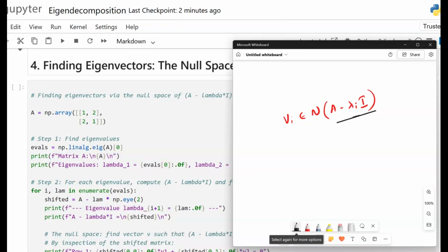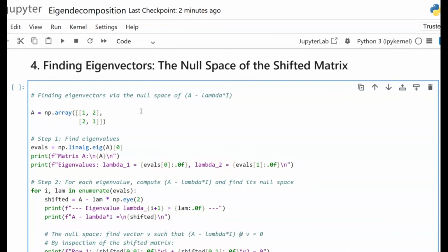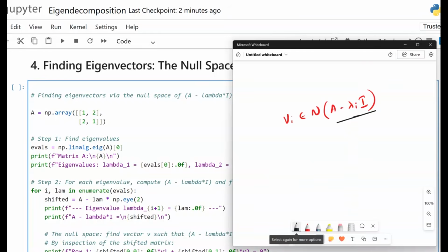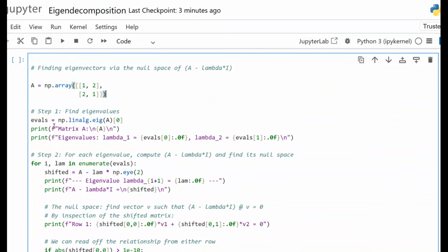Okay, let me discuss this by using the code. Dear friends, this script computes the eigenvector by explicitly solving the null space problem, mathematically specified as A minus lambda times I, multiplied by v, equal to 0, for each eigenvalue, and then verifies the result numerically. So let me define the matrix. Here we have the matrix. It is symmetric, which guarantees real eigenvalues and orthogonal eigenvectors. And here, of course, we have the eigenvalues.